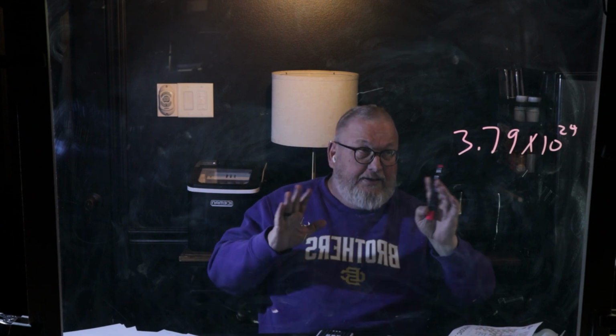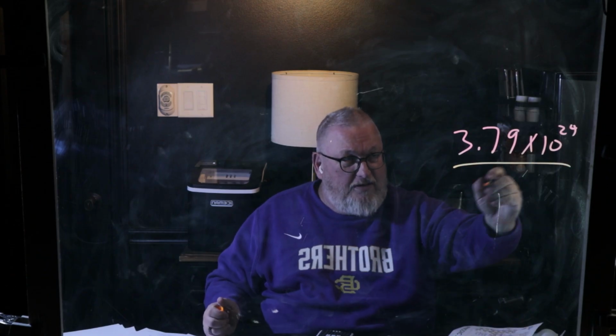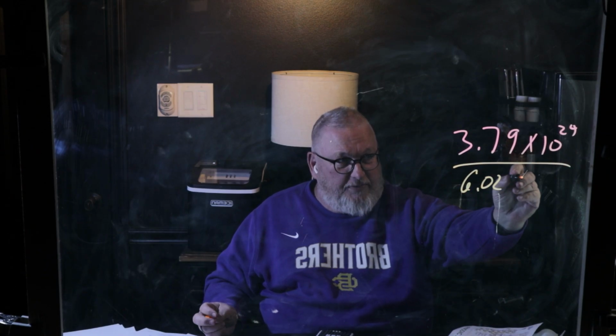Looking at day one mole calculations, it doesn't matter what the substance is. Number 6 says: how many moles of boron are in 3.79 times 10 to the 24th atoms of boron? There's my sample size, 3.79 times 10 to the 24th atoms. We need to find moles, so we divide by Avogadro's number.